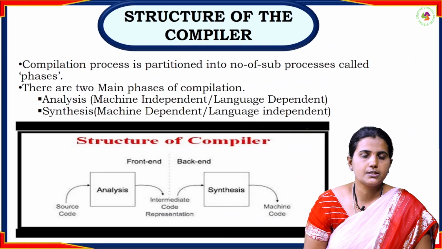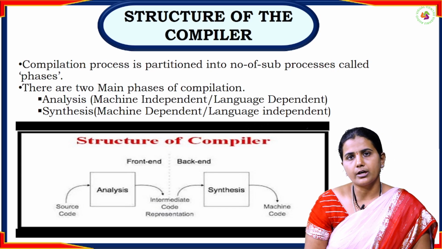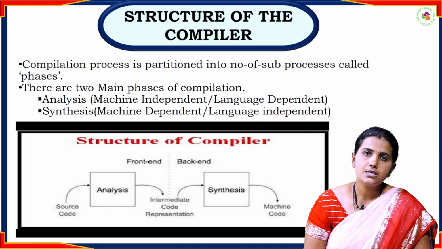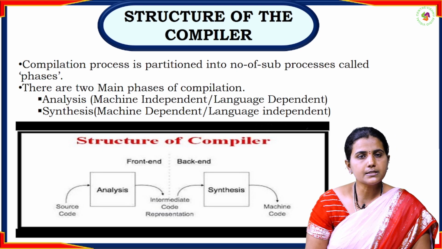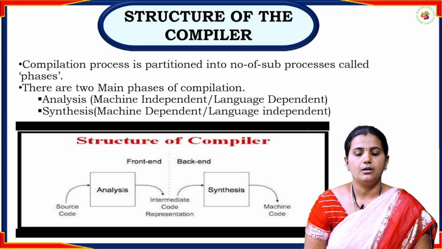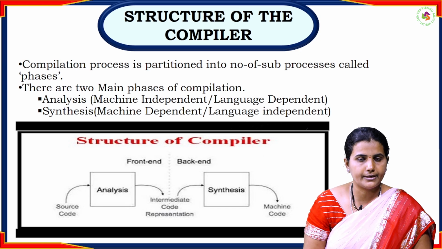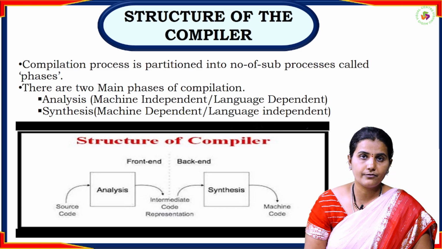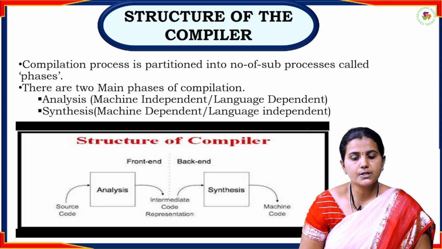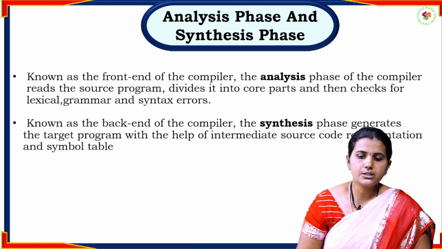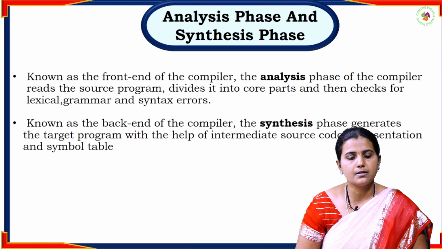Finally, we are going to discuss the structure of a compiler. Mainly a compiler can be divided into two parts: an analysis part and a synthesis part. The analysis part is machine independent and language dependent. The synthesis part is machine dependent and language independent. The compilation process is partitioned into a number of sub-processes called phases. Let us discuss what is meant by the analysis phase and the synthesis phase.